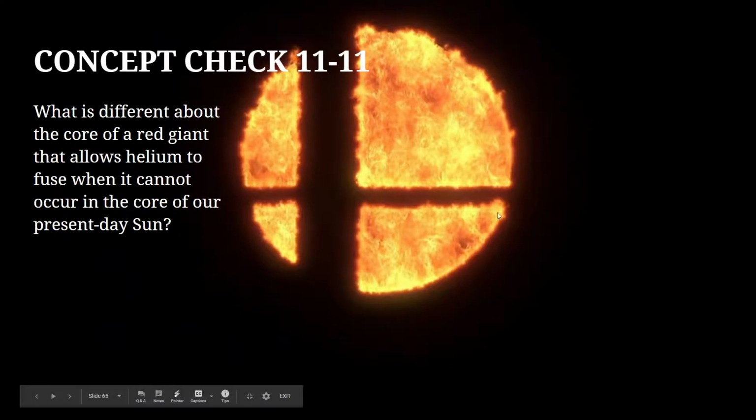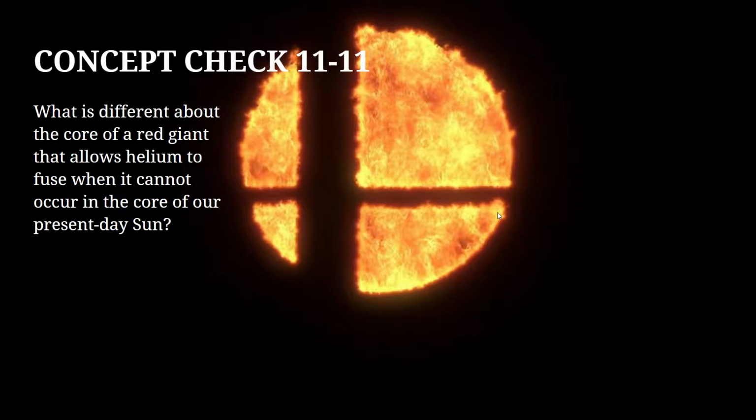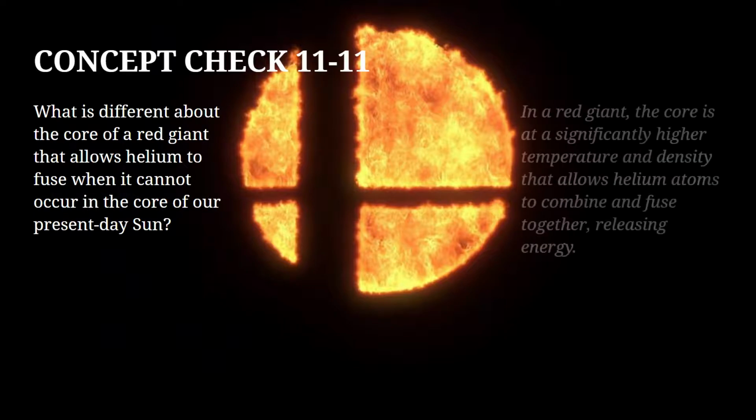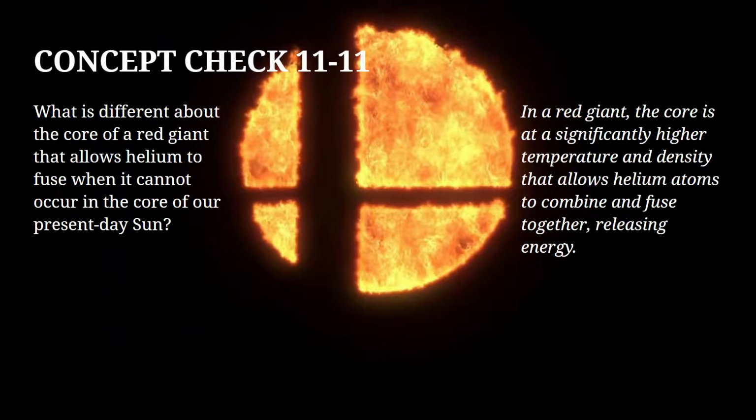Great. So what is different about the core of a red giant that allows helium to fuse when it cannot occur in the core of our present-day sun? Right now we're talking about different stars, right? Our sun is not undergoing helium fusion. Why not? It's extremely simple why it's not doing that. Our sun is not hot enough, nor is it pressurized enough to do that. Our sun is not there yet. It'll get there eventually. But right now it is not nearly hot enough for that.